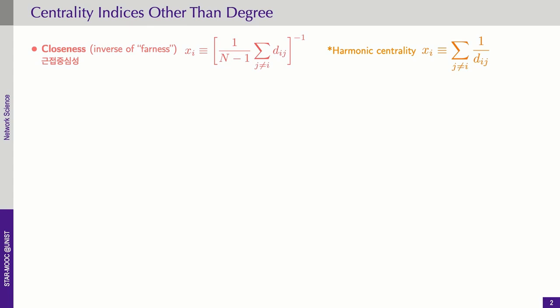If we measure the distances from node i to all the other nodes and compute the average, it's sort of farness. So by inverting this quantity, we define closeness. In case a graph has disconnected components, and thus some distances diverge to infinity, this alternative measure of harmonic centrality may be more meaningful.